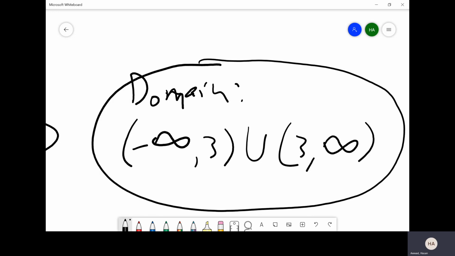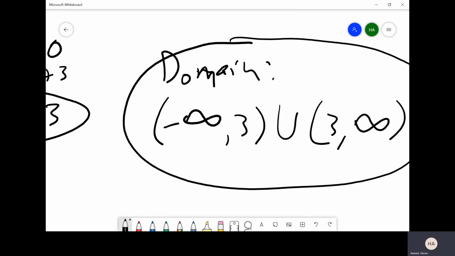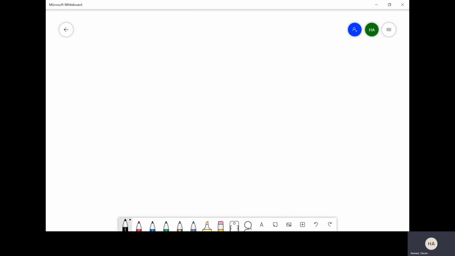And more often than not, in fact, 99% of the time, when I ask you guys to give me an answer for domain, I want you to write it in set notation. So I want you to write it with the negative infinity, the parentheses, unions if necessary, and so forth. Okay? All right, let's look at a second example here.